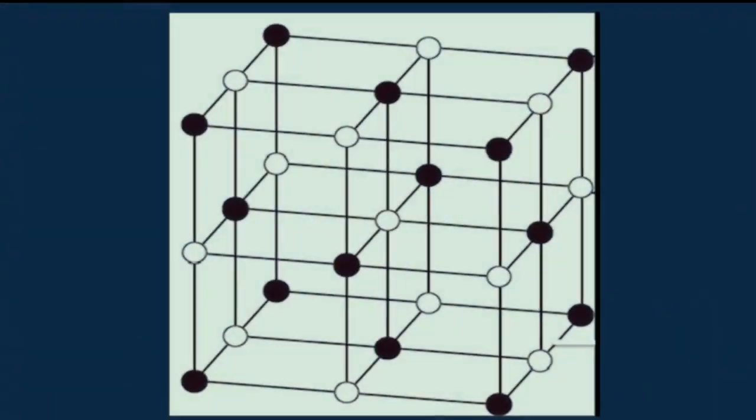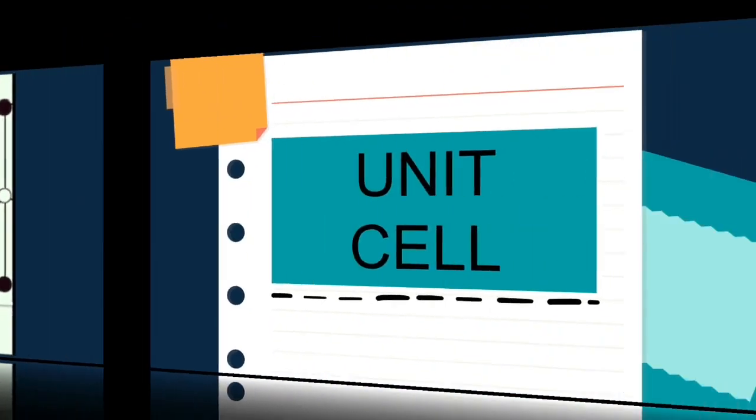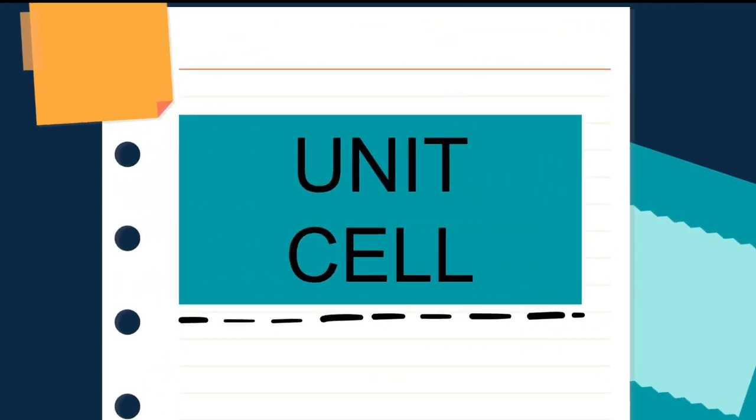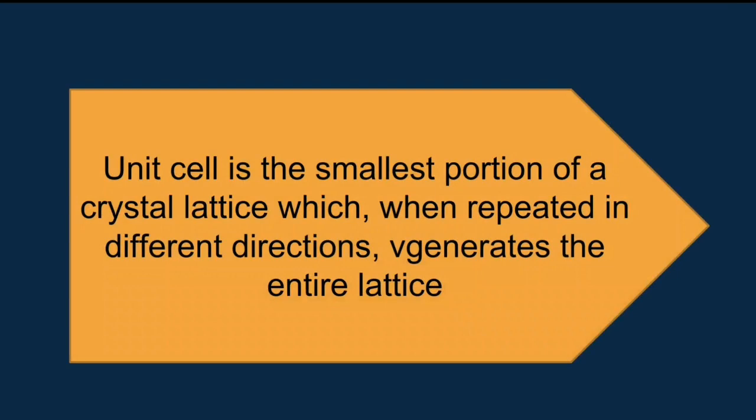Okay, hope it's clear. Now we'll move on to the next one, that is the unit cell. The unit cell and crystal lattice, as I have already said, are very important. Now we'll discuss what is called the unit cell. The unit cell is the smallest portion of a crystal lattice which, when repeated in different directions, generates the entire crystal.